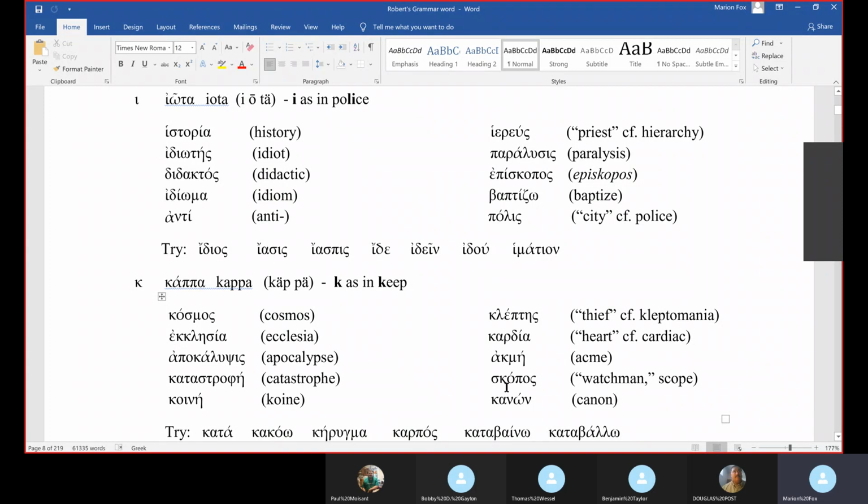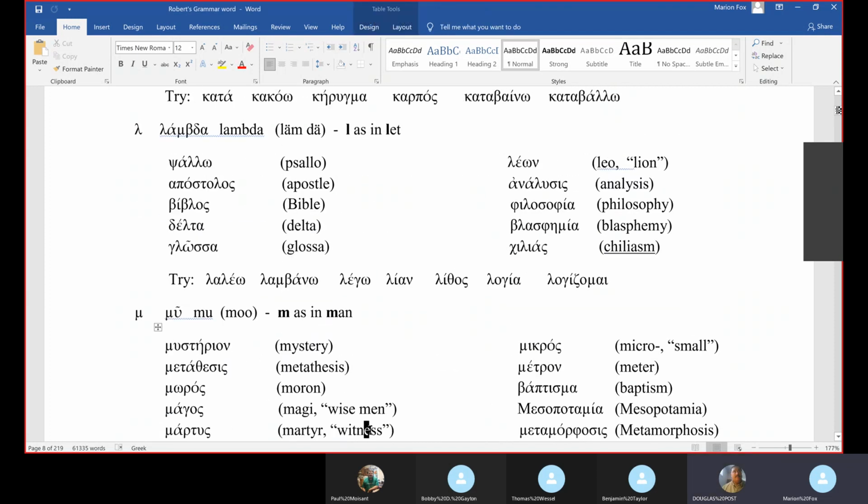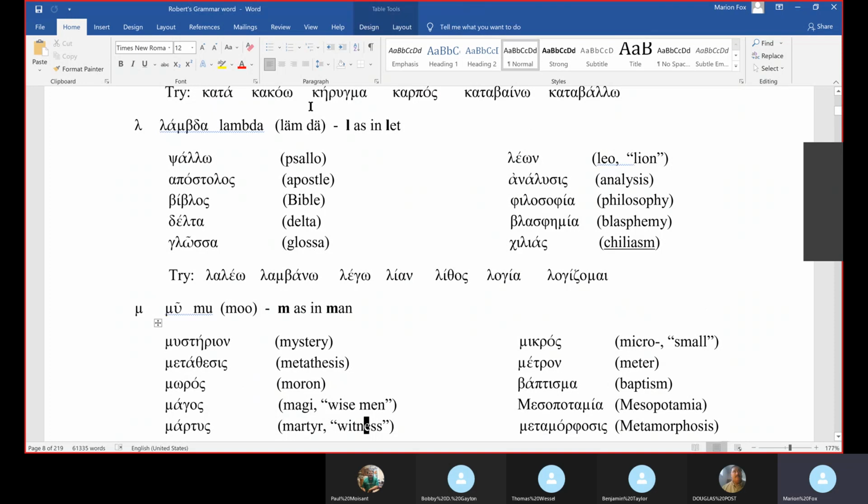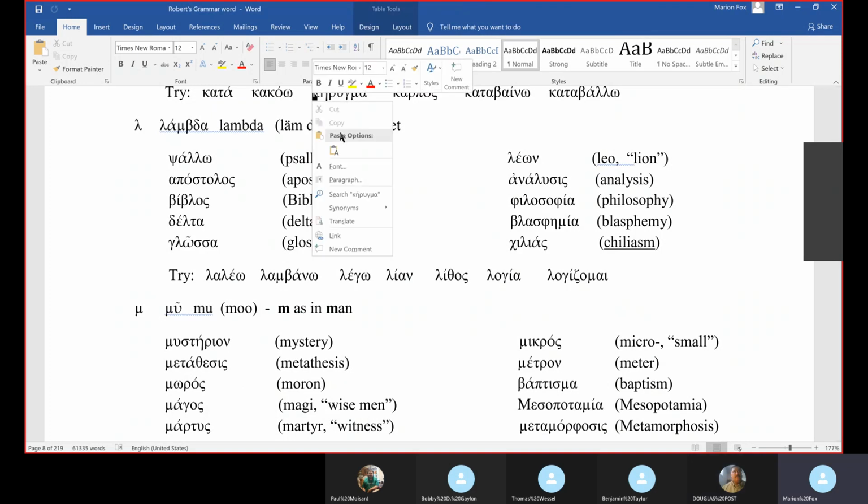Skopos. That's a scope to look at something. Our word canon comes from it, and that's a yardstick or a meter stick, a measuring stick for something. It's found 5 or 6 times in the New Testament. Now, we have several other words here. Let's look at them before we get away from it too far.